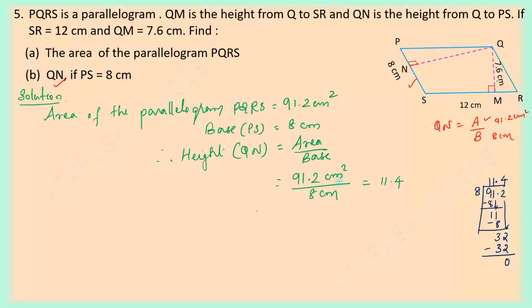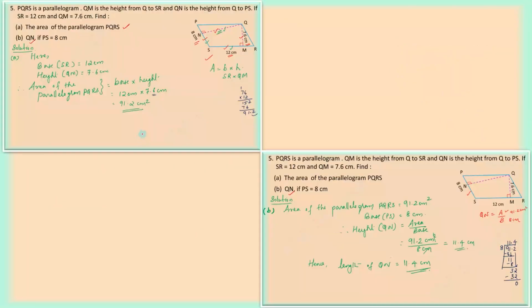And here it is centimeter square divided by centimeter. Centimeter square means centimeter into centimeter. So we can cancel 1 centimeter. So we get 11.4 centimeter. Hence, we can write length of QN equal to 11.4 centimeter. So here the area of this parallelogram is 91.2 centimeter square and the length of QN is 11.4 centimeter.